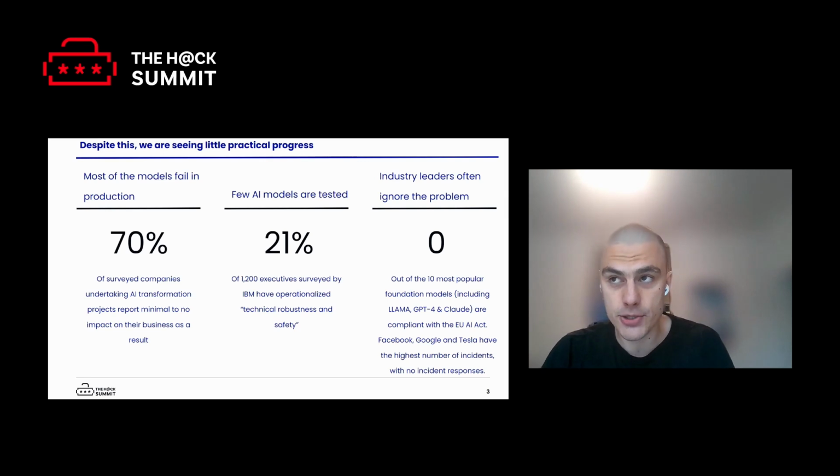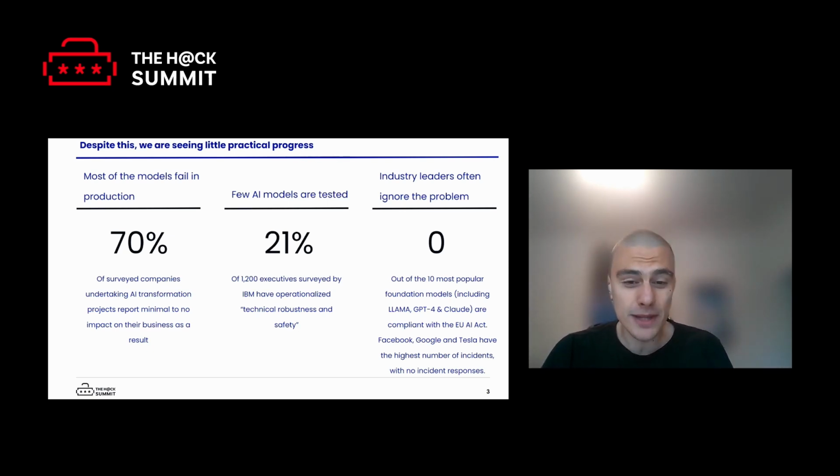When we look at the business literature, we see that over 70% of companies that have made substantial AI investments in recent years report minimal to no impact on their day-to-day operations, which signifies that either they fail to complete those projects, or those models basically do not perform in production as they are expected to after being completely validated, after being implemented.